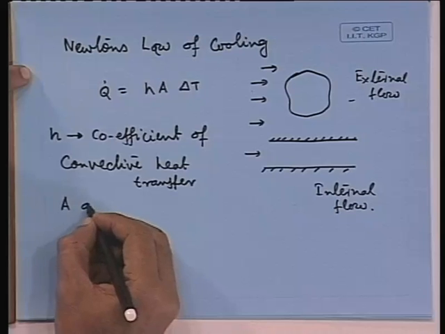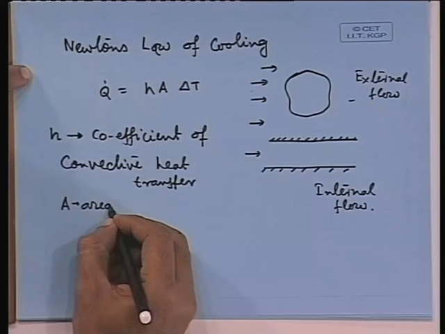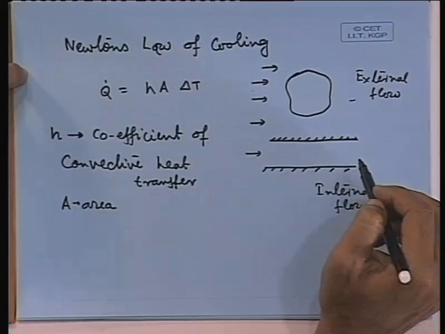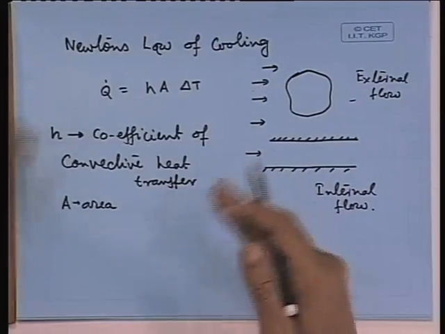A is the area. Here, obviously, A is the surface area, not the cross-sectional area. It is the perimetric area, the inner perimetric area. That is also a surface area, because heat transfer in convection is a surface phenomenon. So it is basically the external surface area or the internal surface area. Though from the fluid mechanics point of view there are differences between these two phenomena, I am going to explain that. H is the coefficient of convective heat transfer.